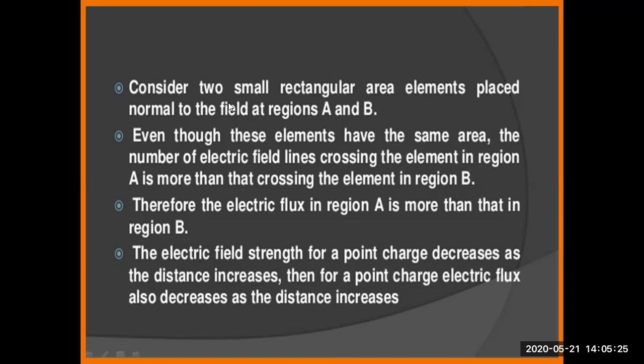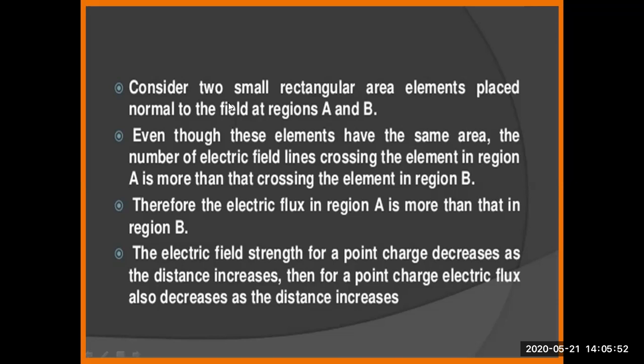Next point, please read this. Even though these elements have the same area, the number of electric field lines crossing the element in region A is more than that crossing the element in region B. Therefore, the electric flux is more for A than for B. Hold on for a while. Let me explain this one.